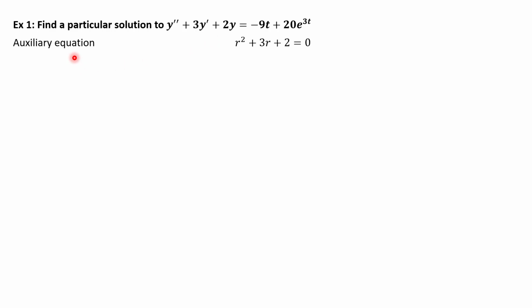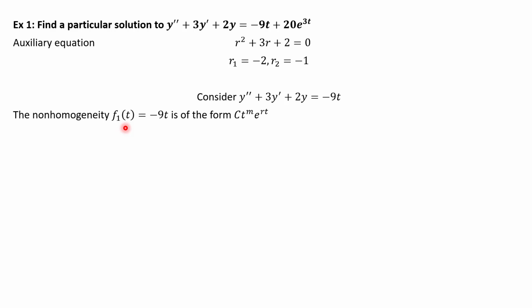So let's start with the auxiliary equation that's associated with our homogeneous equation. If we pretend that this equals 0, and so we have r squared plus 3r plus 2, and we find the roots, we get that one of them is negative 2, and the other one is negative 1. Okay, so now what we're going to do is we're going to break this apart and consider each of these non-homogeneous terms one at a time. So we're going to say consider this second order differential equation that just equals the term negative 9t.